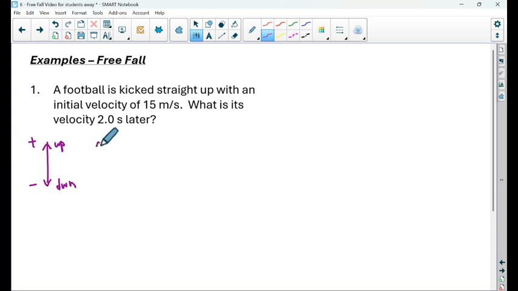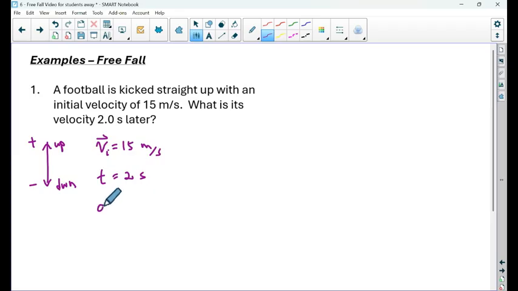Let's write down the stuff I know. I know my initial velocity is 15 meters per second. I wrote it as a positive number because it's up. I know my time is 2 seconds. I won't bother writing the decimal place for that.